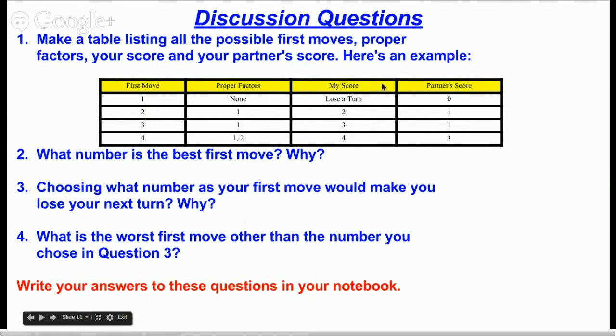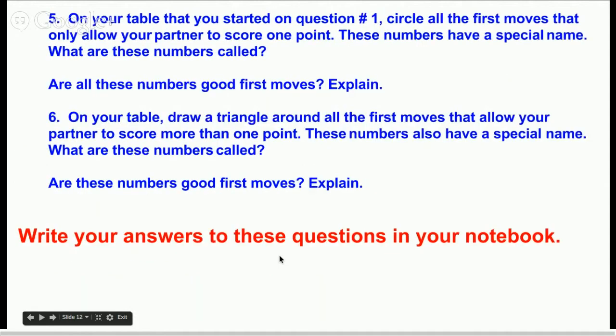What are the factors of all of those? What's your score and what's your partner score? Next, what number is the best first move? So pick which of all of these is the best first move, and then tell me why. That's important. Okay? Next, answer which number you pick would make you lose your first turn, and why. Then number 4, what would be the worst first move other than one that makes you lose a turn? Write all of your answers in your notebook. Okay? So pause it, and then we'll move on.